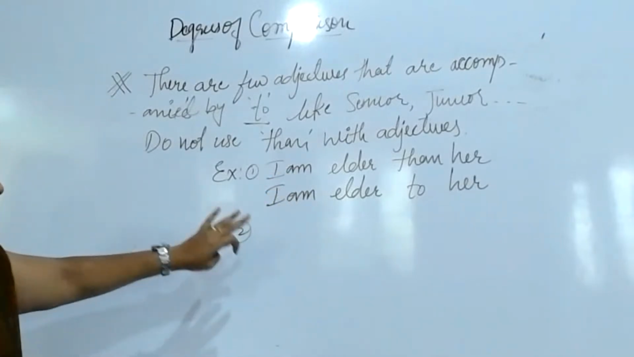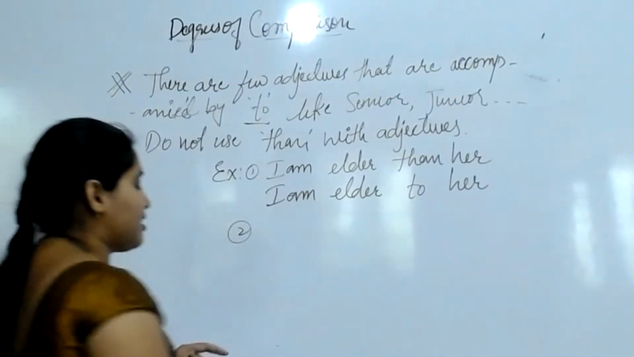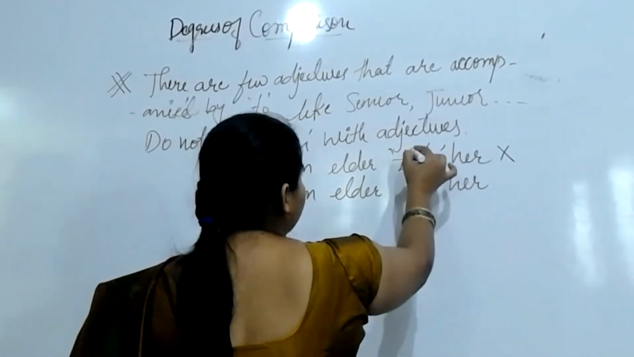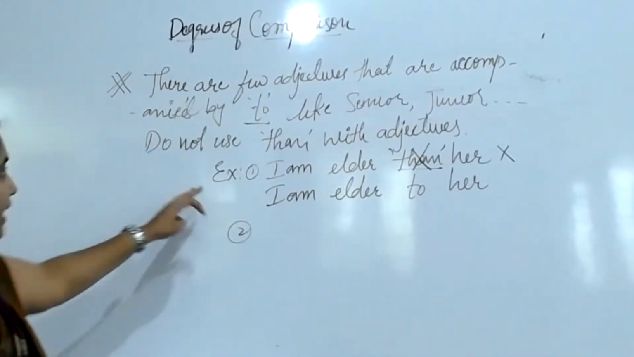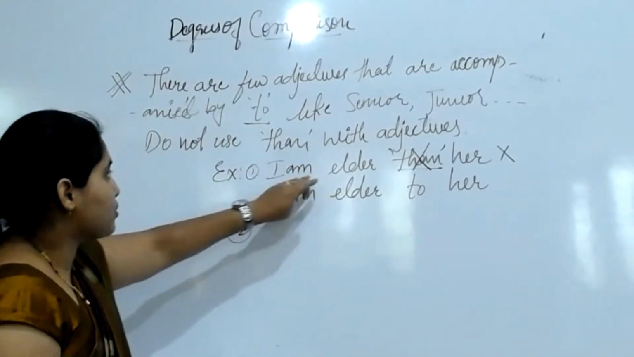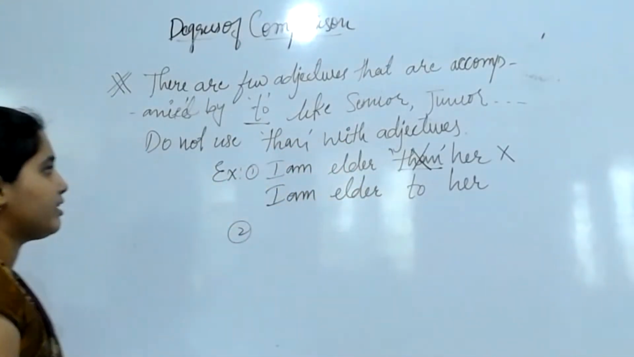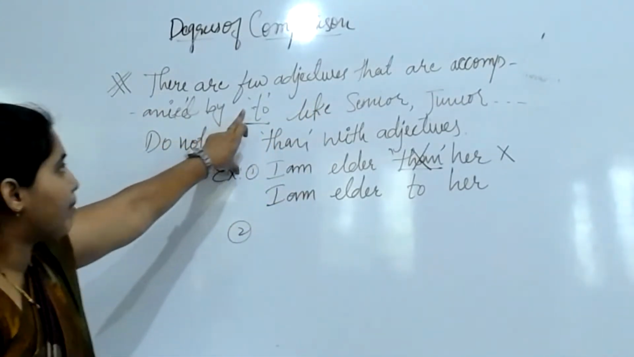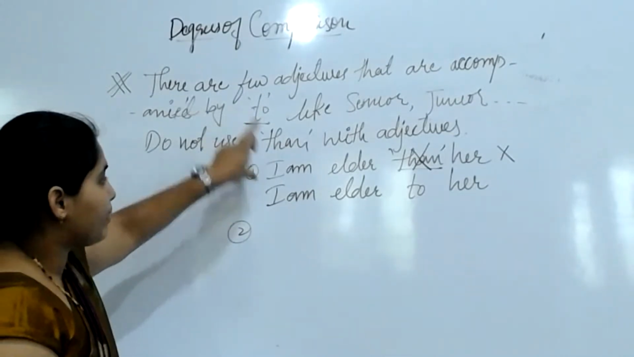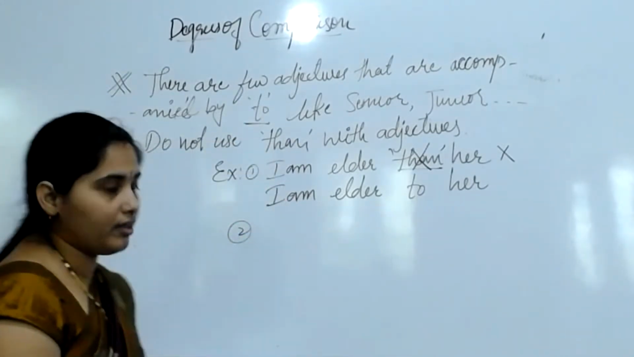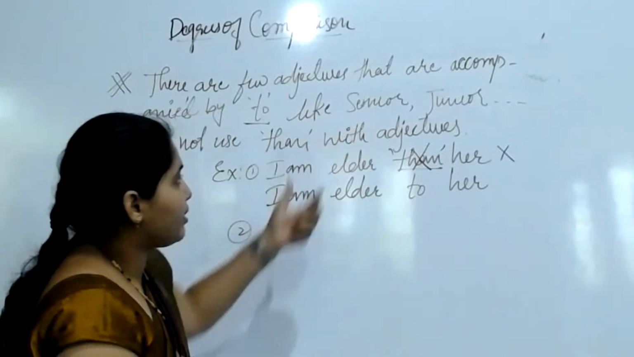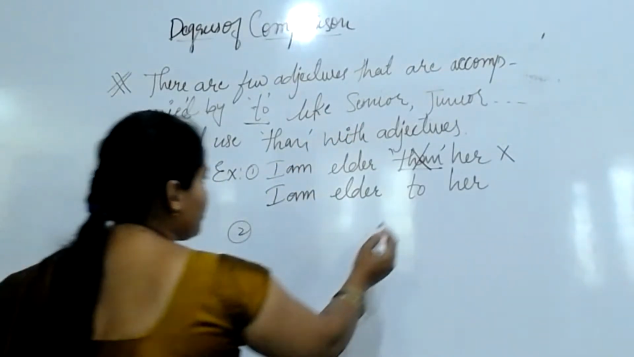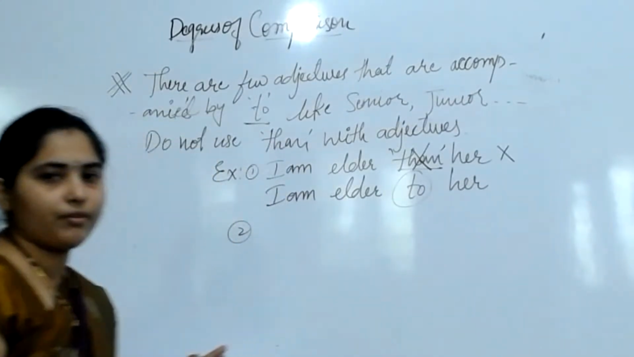Don't say I am elder than her. You should not use than with these adjectives. They should be accompanied by to, like I am elder to her. I am junior to her. I am senior to her. In this situation, you have to use to.